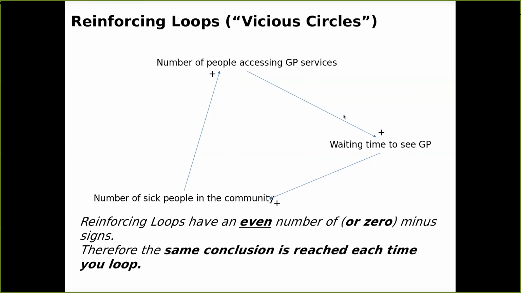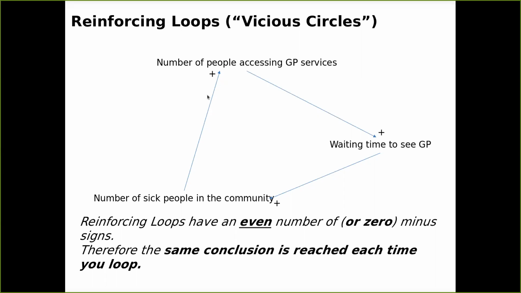And if we think about that, that makes sense. If you've got more and more people accessing GP services, then your waiting time is going to go up. And that can lead to more sick people in the community, which means more people need to access a GP service, and you've got that snowballing effect. And that's what we mean by a reinforcing loop.